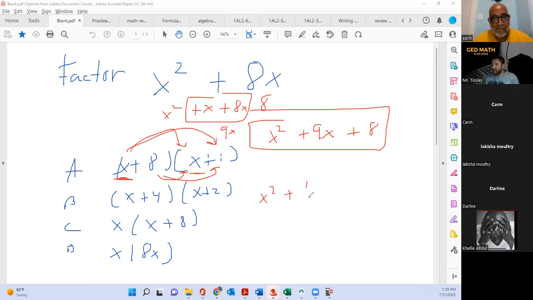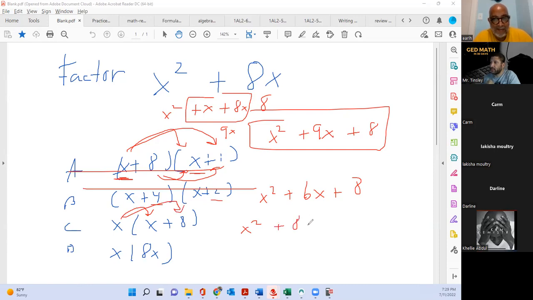X squared plus 6x plus 8. 4 and 2 is 6. 4 times 2 is 8. So it's not A or B. Bang, bang. C is distributive property. What's x times x? X squared. What's x times 8? 8x. I'm done. Is that the answer we're looking for? Absolutely.